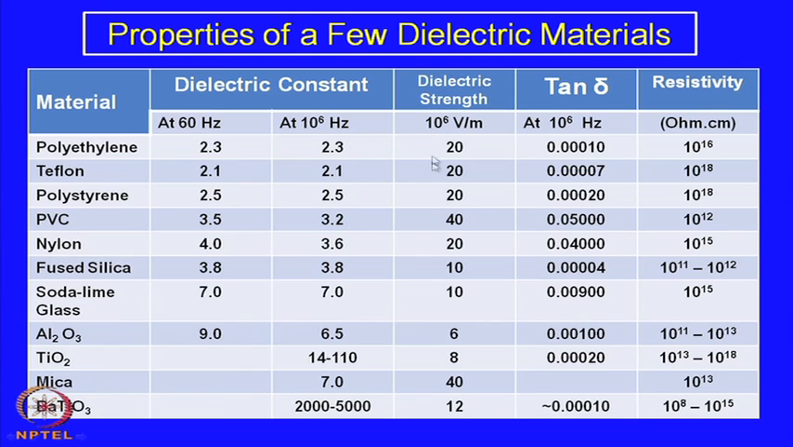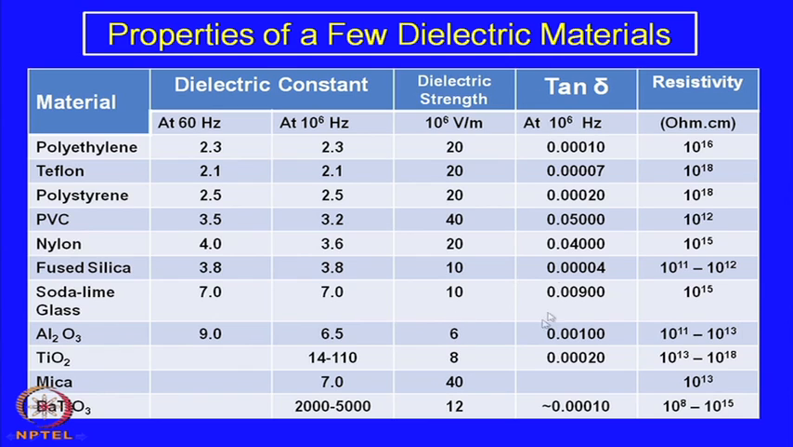Dielectric strength here is more or less the same, except in some variations, but you can see these are almost 10 to the power 6 volts per meter, which is of a very high order, 20 megavolts per meter. Here of course, the polymers have a relatively high breakdown strength or dielectric strength compared to those of ceramics. Ceramics except mica, which has a very high value of 40, are relatively low. But even then they are quite high.